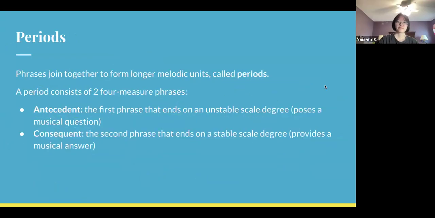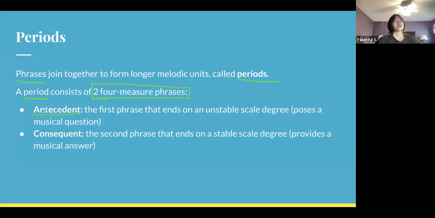Okay, so periods. Basically, when you have more than one phrase, which is in all music, they join together to form longer units called periods. A period is two phrases. Here it says two four-measure phrases, which is the most common type of period that they want you to analyze.